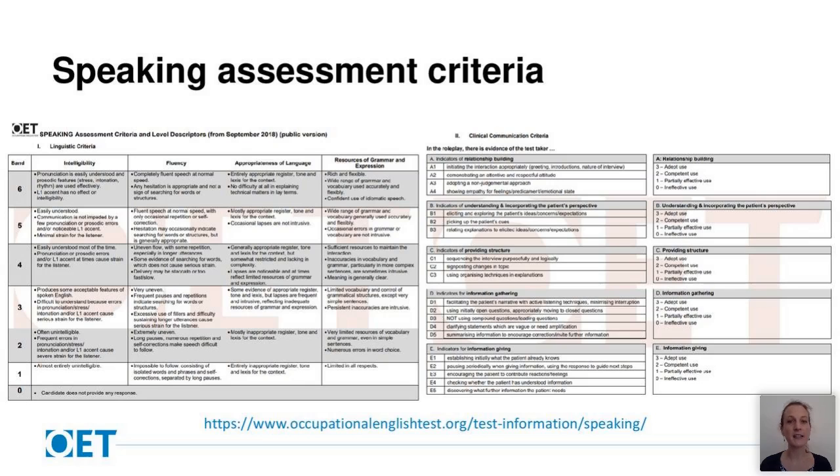Save them to your favorites or print them off and stick them on your wall, ideally with the writing assessment criteria as well, because in the same way that these criteria are really important to helping you score well on the speaking test, the writing assessment criteria are exactly the same for the writing test.